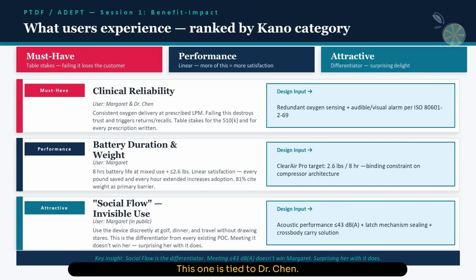This one is tied to Dr. Chen. If the device fails to deliver at the prescribed rate, it's not Margaret's preference that's at risk, it's Dr. Chen's patient. That's a safety critical function, and the Kano rating reflects it.